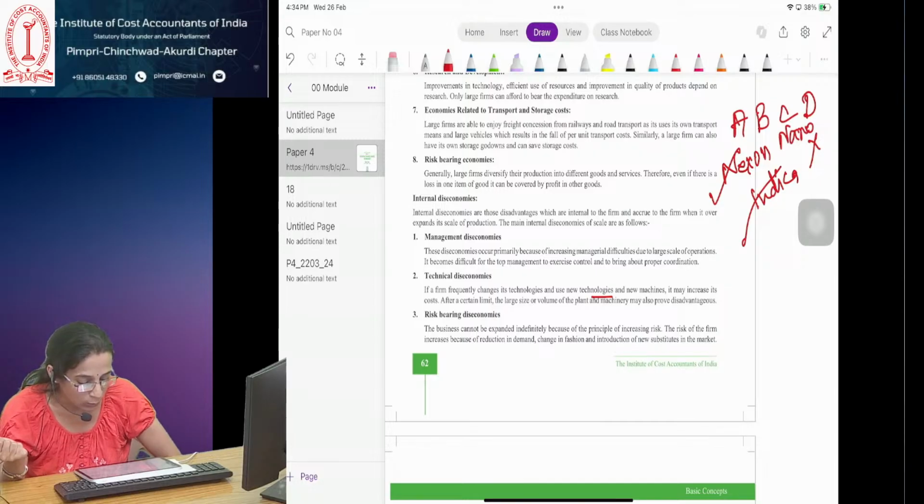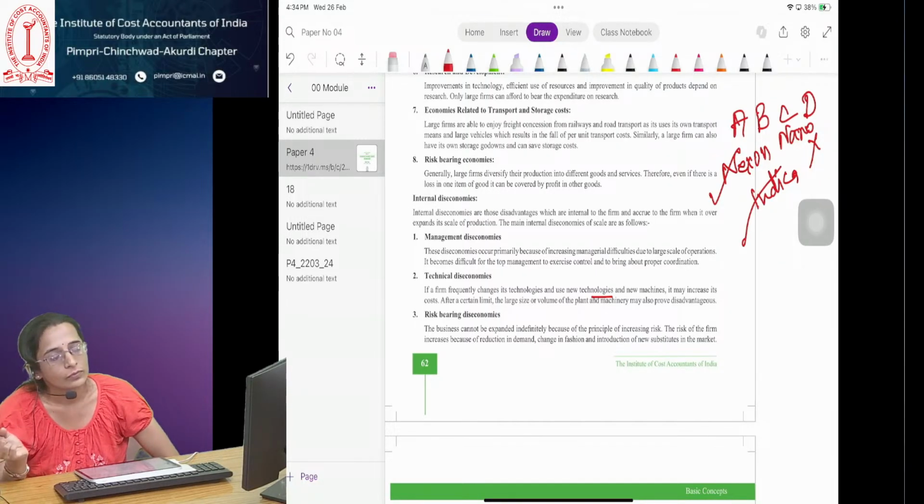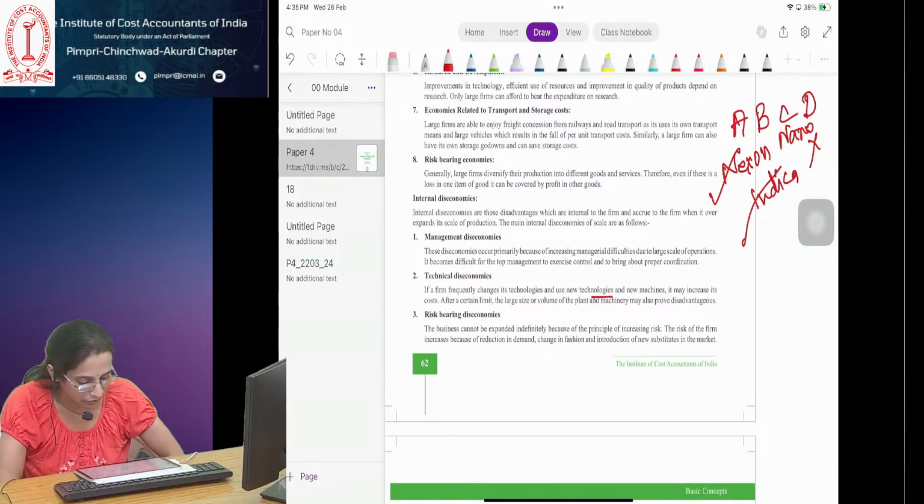A firm frequently changes technology. See, as a large organization, you have to continuously update the technology, so technological changes also come into place. So cost again increases, right? Again, to bring in new technology, people will resist. Anyone does not like new technology, the people who are working there, right? People resist new technology. So to make them properly accustomed, training them again, lot of problems. Those are the technical issues that we face.